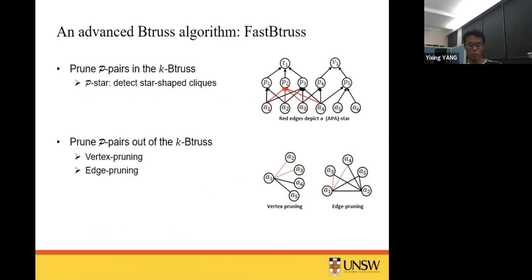To achieve efficiency, we propose a faster B-truss algorithm. As the P graphs are always very dense, we propose some pruning techniques for reducing the computation cost of B support for some P pairs. The first one can help skip the computation of some P pairs in the k-B-truss, whereas the second one can help skip the computation of some pairs out of the k-B-truss. The details of these techniques can be found in our paper.